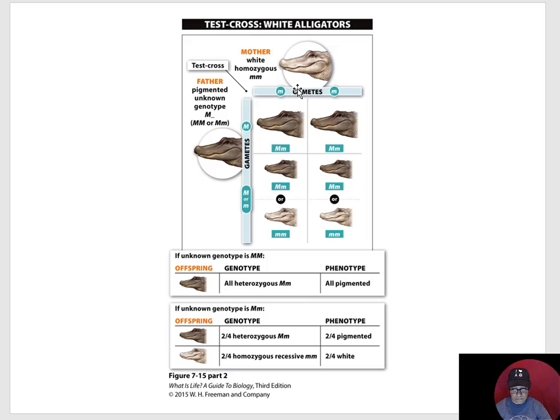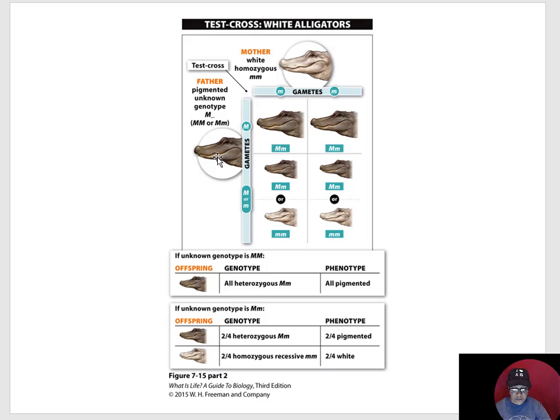And what happens? If we do a test cross with a homozygous recessive, if this unknown individual is homozygous dominant, then all the offspring will be pigmented, right? Because they're all going to get the dominant gene. That's all the individual could give if it's homozygous dominant. And so all of the offspring are going to express with pigment.